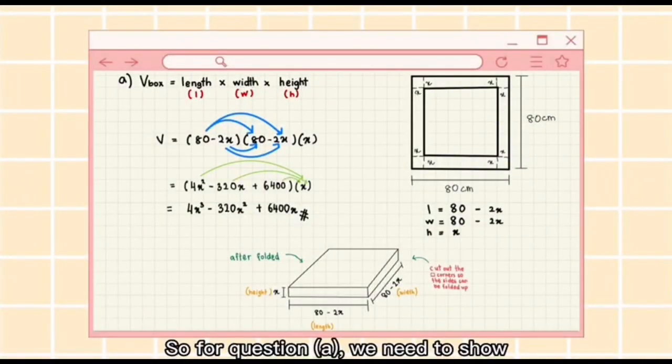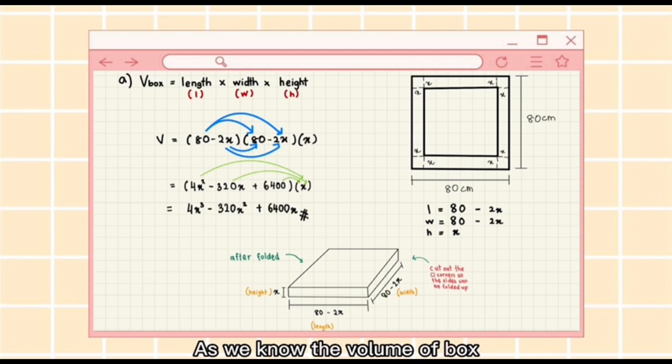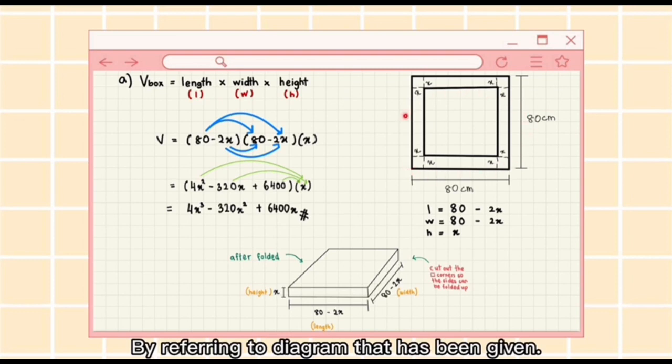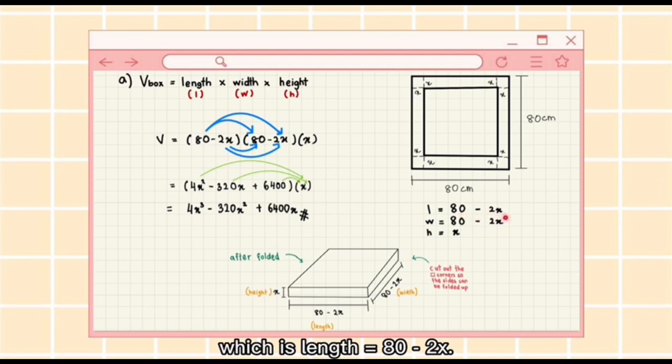So for question A, we need to show how do we get the volume that has been given. As we know, the volume of a box is length times width times height. How do we get the values? By referring to the diagram that has been given. So this is what I got from the diagram, which is length equal to 80 minus 2x.